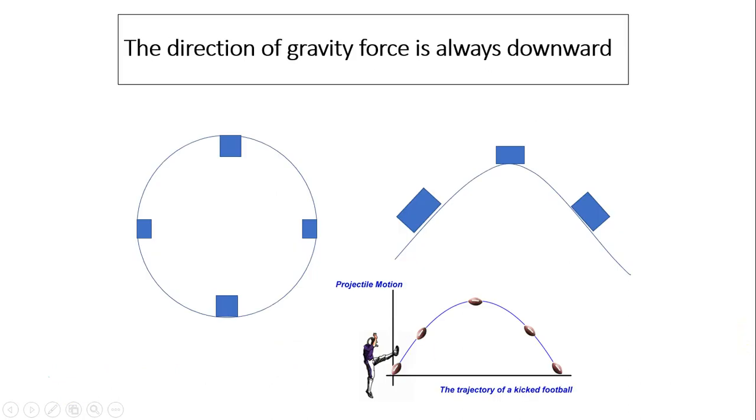The direction of gravitational force is always downward. For example, what's the direction? This is like a loop. You're going for the ride. So at each point, the direction of weight is downward. At each point, the direction of the weight is downward. This is a football. When it's going in the air, it doesn't matter where it is. The direction of gravity is always downward.